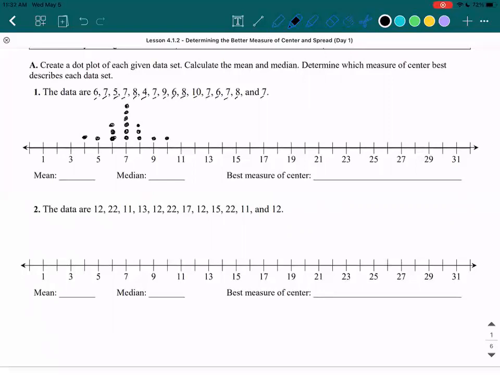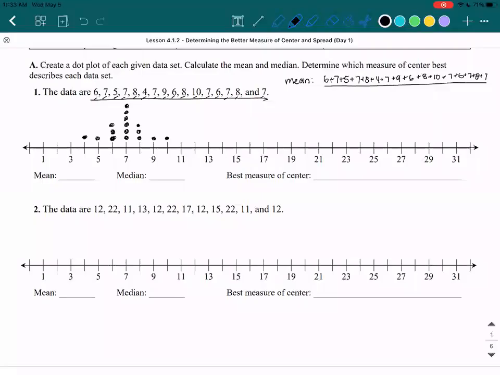Okay. So now let's calculate our mean. In order to calculate your mean, you're going to add up all the numbers and divide by how many numbers there are. So let's add it all up. We have 6 plus 7 plus 5 plus 7. I'm literally just writing out all of these numbers, so let me write that out while I pause the video, and then you can see me when I'm done writing all the numbers. Okay, so as you can see, I wrote out all the numbers.